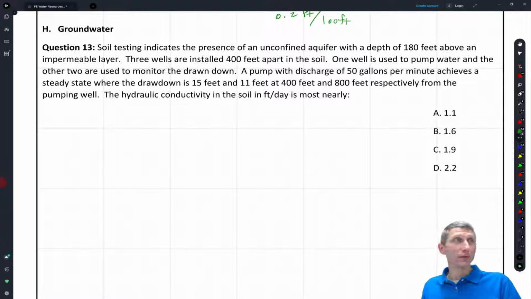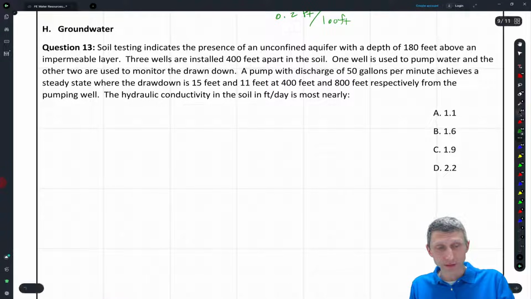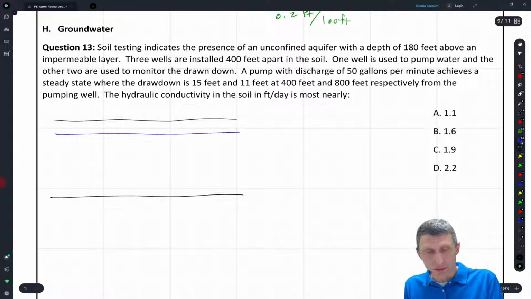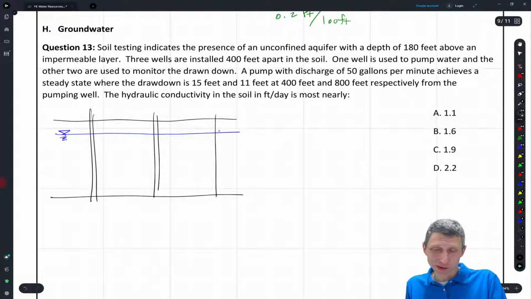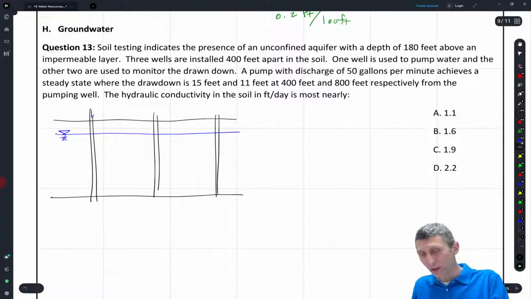Let's keep going. We got a few more here, and let's see how we do. So soil testing indicates presence of an unconfined aquifer with a depth of 180 feet above an impermeable layer. So we've got some stratum here, and we have some groundwater table going on. So this is some groundwater table, and what we're going to do is drill 3 wells into here. I chose for groundwater a well drawdown problem. You could get into some other problems here, but basically out of this one well, we're going to pump out a Q equal to 50 gallons per minute.